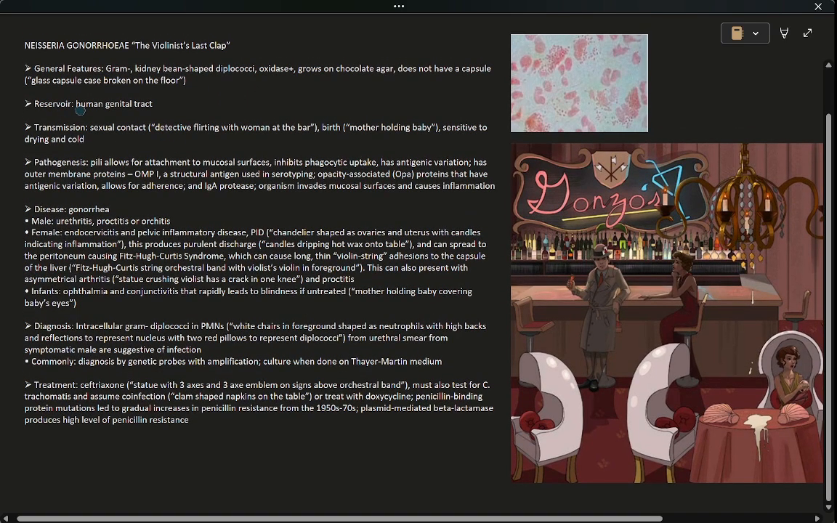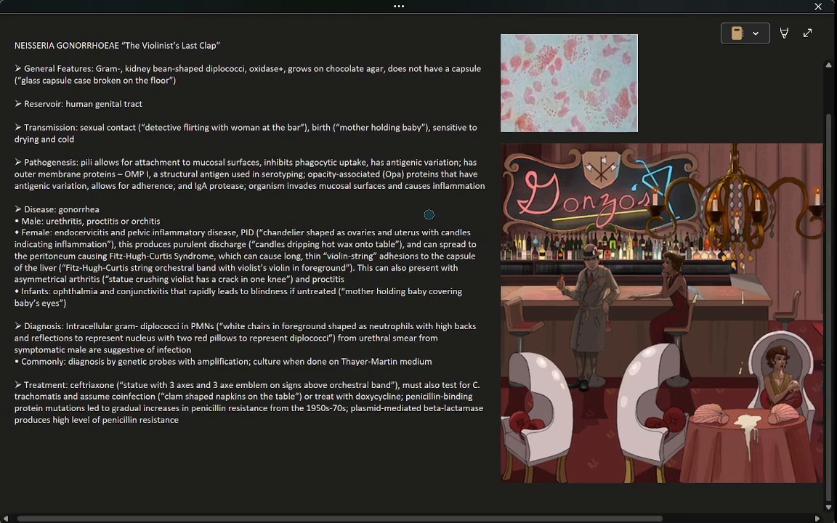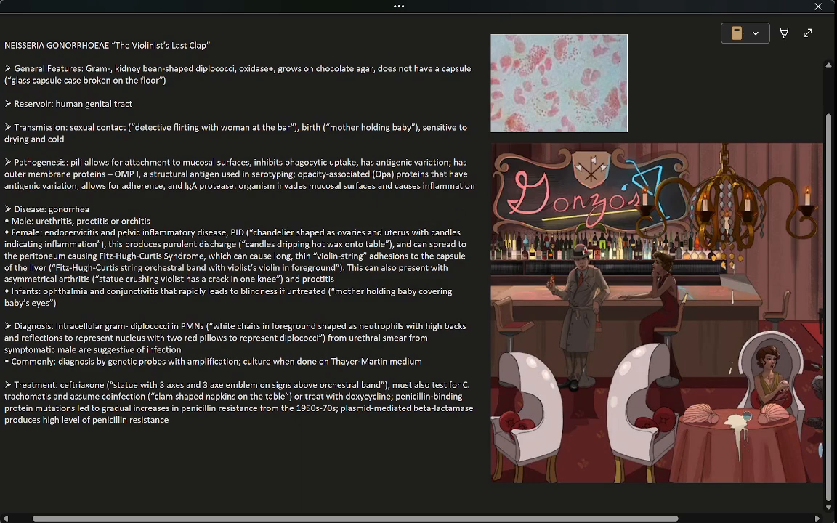Now for the reservoir, it is found in the human genital tract, and for transmission, it can occur through sexual contact, birth, and it is also sensitive to drying and cold. So to remember that the bacteria can be transmitted sexually, just think about the detective flirting with the woman at the bar, as shown over here. And then to remember that this bacteria can be transmitted through birth, think about the mother holding the baby, as shown over here.